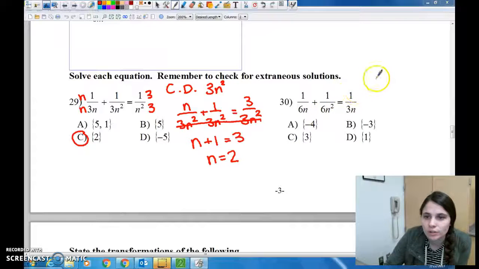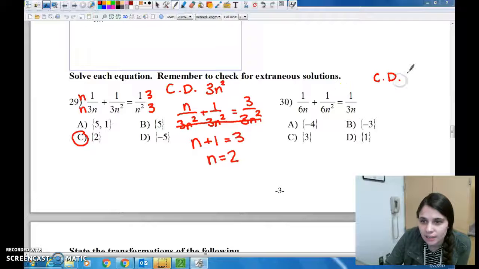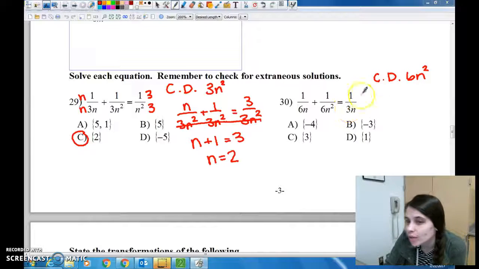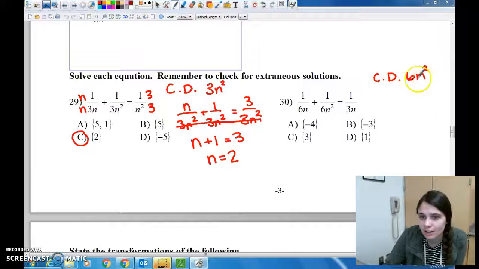And then I'm going to start you on number 30, but I may have you finish it on your own. So to find a common denominator, I know I'm going to need a 6 and an n, and then this one has an n squared, and then this one has a 3 in it, but since 3 goes into 6, I'm good. I don't need to add the 3, and it already has an n. So to get this to 6n squared, I multiply by n over n. This one's already 6n squared.